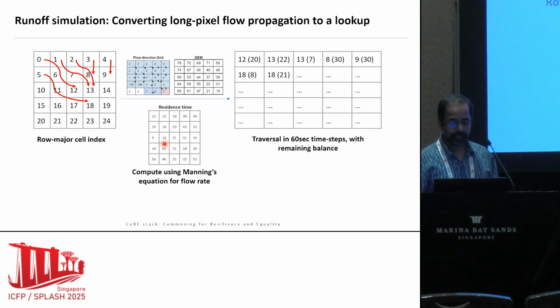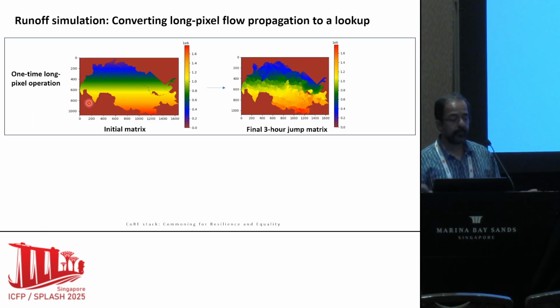For each of these pixels, we figure out the velocity with which water will flow, and then in a given time step you can know where this pixel's water will go in one second. The water that is generated as runoff from this pixel, where will it go? We use this to build a jump matrix, basically.